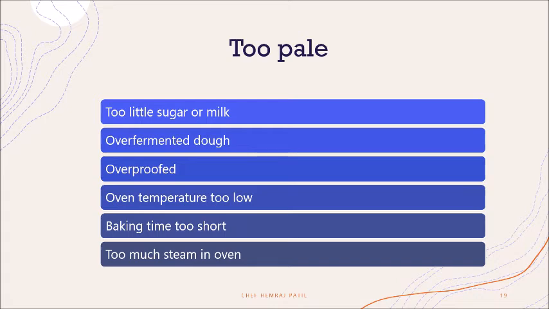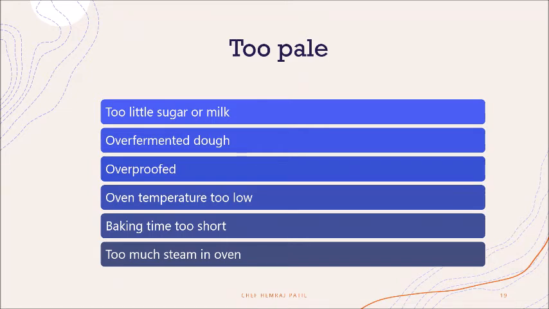Oven temperature too low. To make the bread brown, the temperature plays a very important role. To caramelize the bread, it needs a proper temperature. Baking time too short. If you do not bake the bread for enough time, and you remove it before the sugar is caramelized, then of course your bread will not be brown in color.